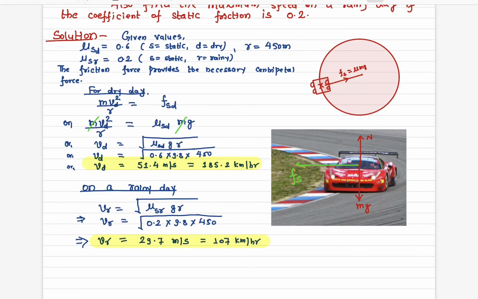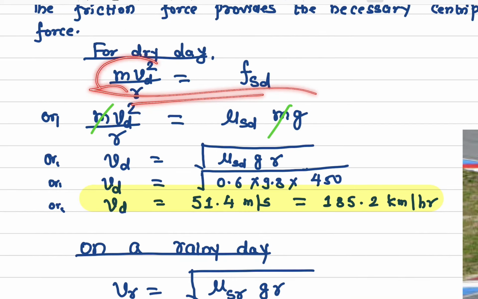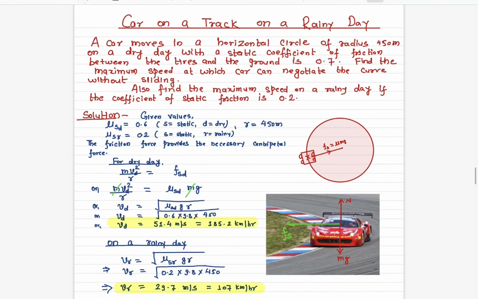What I would like you to do is think about this equation here and make sure that you understand it. This is the required centripetal force which is provided by the frictional force. Without friction, we cannot drive a car into a circle. There must be some force providing the necessary centripetal force, and in this case it is the frictional force. So this is it for the car moving on a horizontal circle on a dry day and on a rainy day.